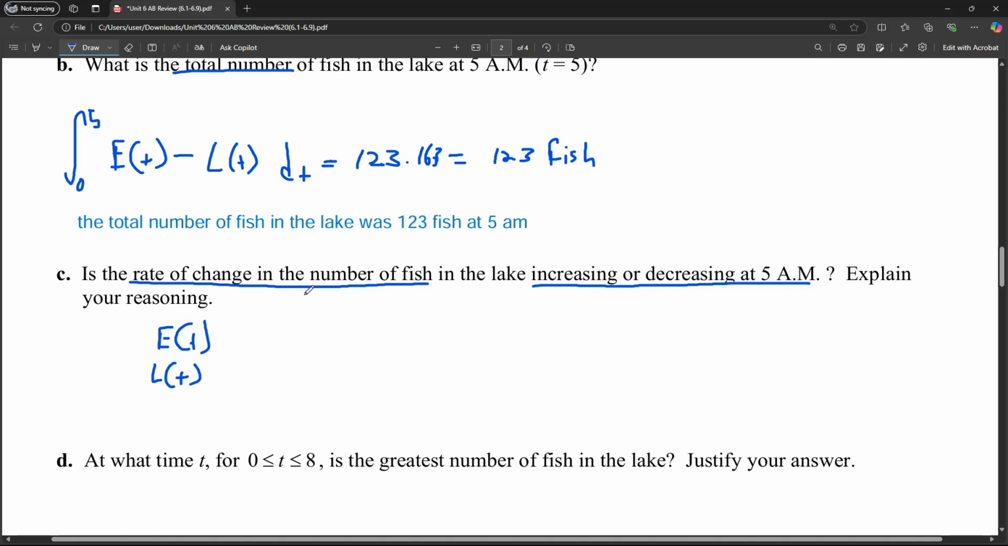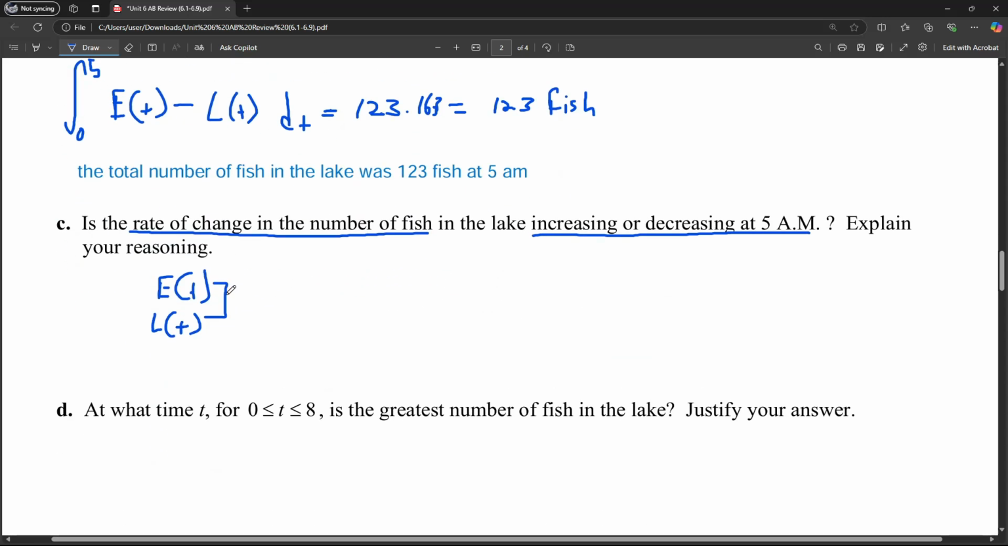Because it says the rate of change in the number of fish. So this is just how much fish are coming in and out per hour. But it says the rate of change in the number of fish. So it's kind of weird how it's said, but essentially you just take the derivative of those two functions. So E prime of t, and then you're going to subtract it. Because you want to see if the total amount of fish per hour squared, I'm pretty sure, is increasing or decreasing.